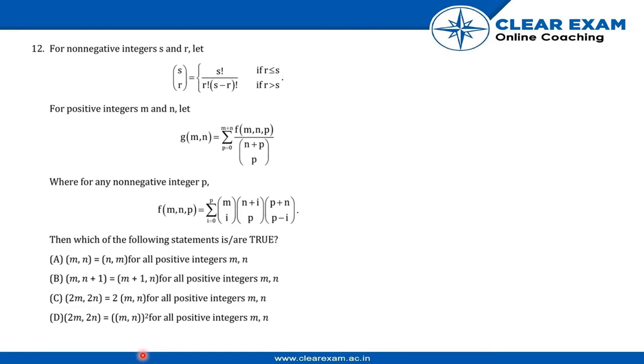Welcome back. The question is: for non-negative integers s and r, let f(s, r) be equal to s factorial divided by r factorial times (s minus r) factorial if r is less than or equal to s, and 0 if r is greater than s.